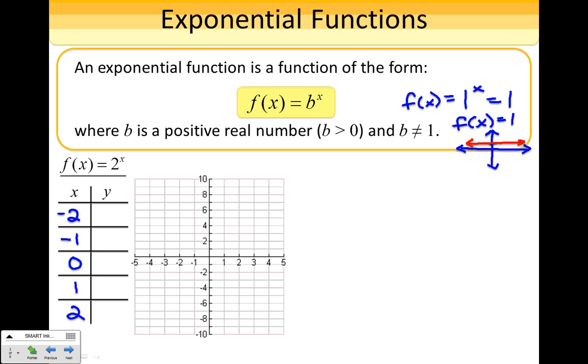That gives you a nice round. You have a couple of negatives, you have a couple of positives, and you have 0, so you can get a good idea of what the shape of the graph is going to look like.